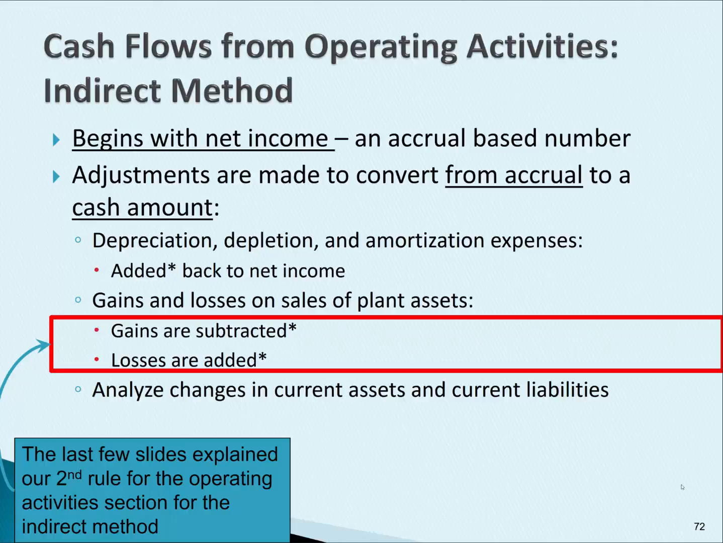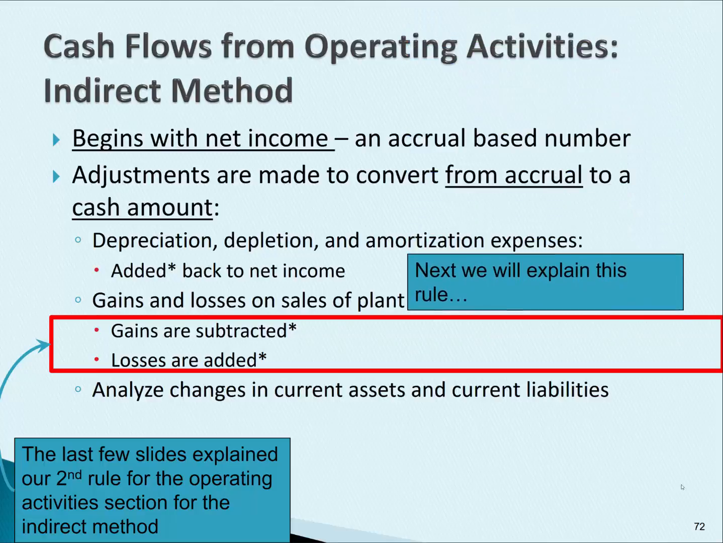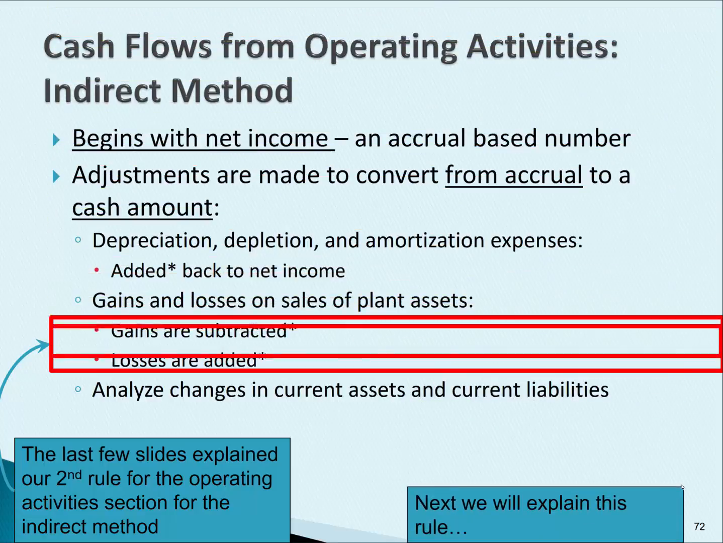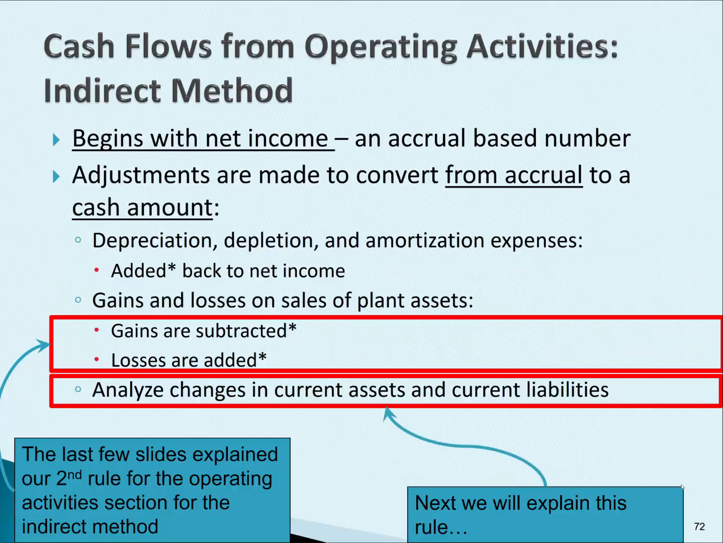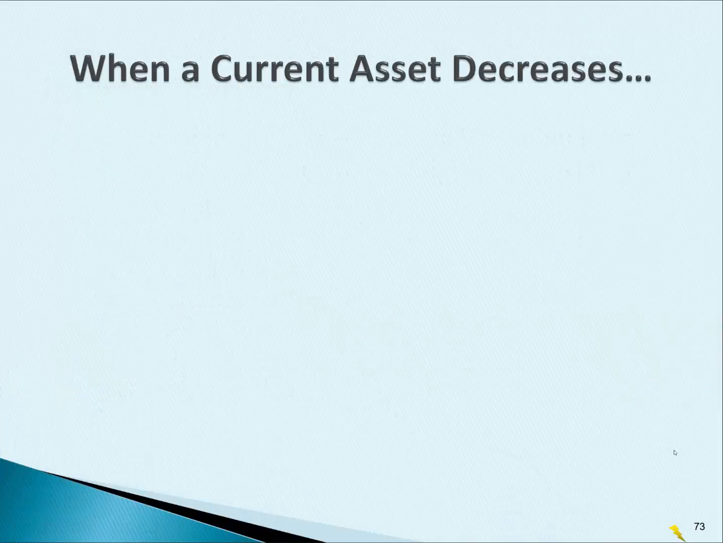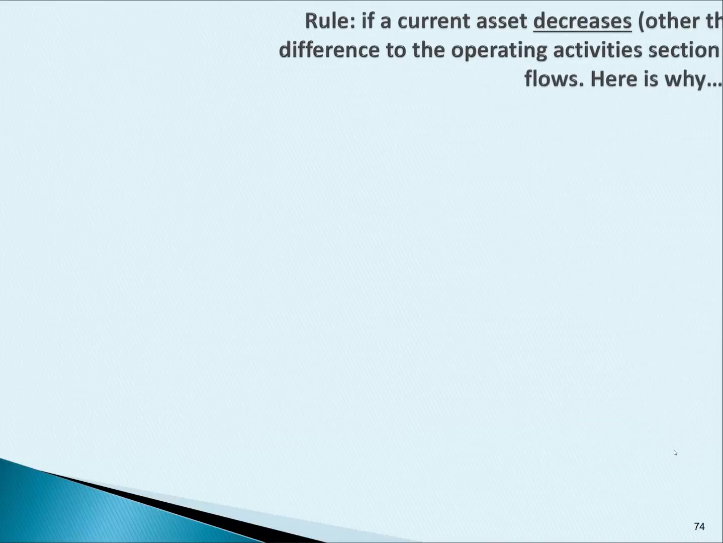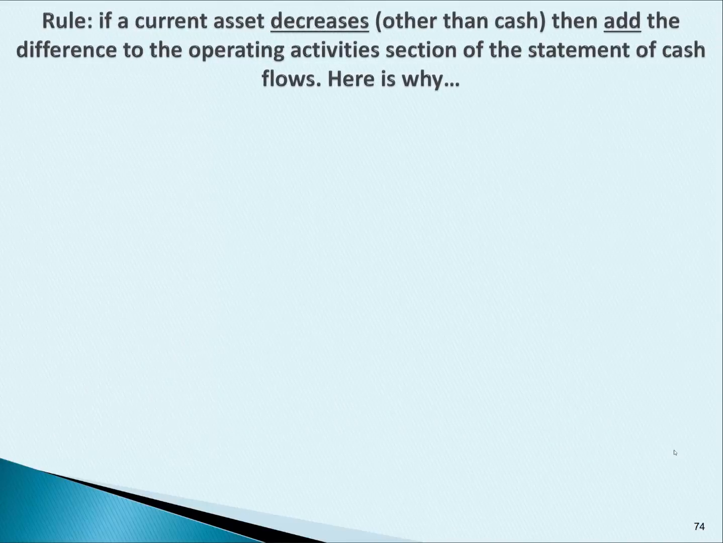So now that we've explained why gains are subtracted and losses are added, we're going to talk about analyzing changes to current assets and current liabilities. We've already talked about changes in current assets and current liabilities belong in the operating activity section. But now we're going to talk in detail about, do we add those changes or do we subtract those changes? And the first one we're going to talk about is when a current asset decreases. So here's the rule. If a current asset decreases, then add the difference to the operating activity section of the statement of cash flows. And we're going to explain why.